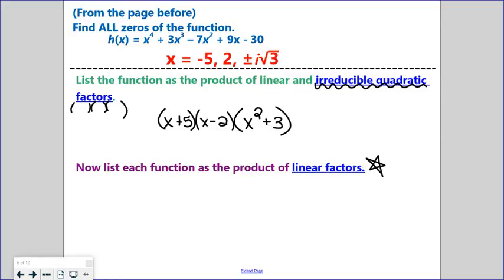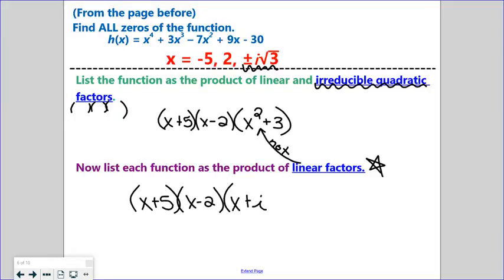Linear factors. And x squared is not linear. Okay, so that would not be counted as a linear factor. A linear factor is doing it just like we see these things, and it just looks weird when it's something like a radical or an imaginary. But x plus 5 is linear, x minus 2 is linear, and then we just use these the same way we were doing the other ones. So x plus i square root of 3 and x minus i square root of 3.